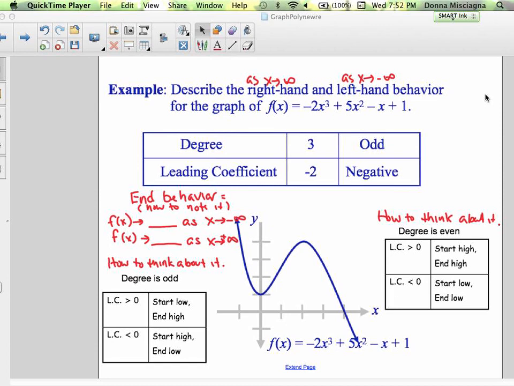All right, so we're going to describe the right hand. When it says right hand, we're going in the positive direction. That's as x goes to positive infinity. And left hand, that's the negative direction. That's as x goes to negative infinity.